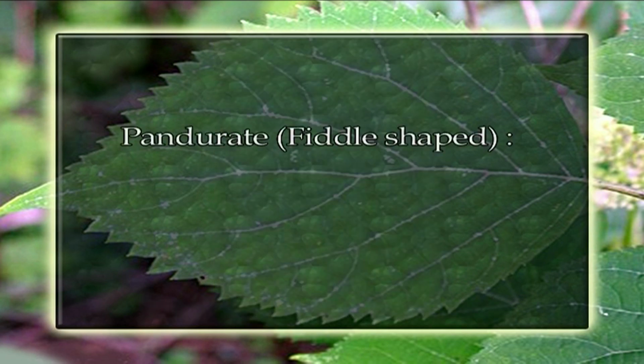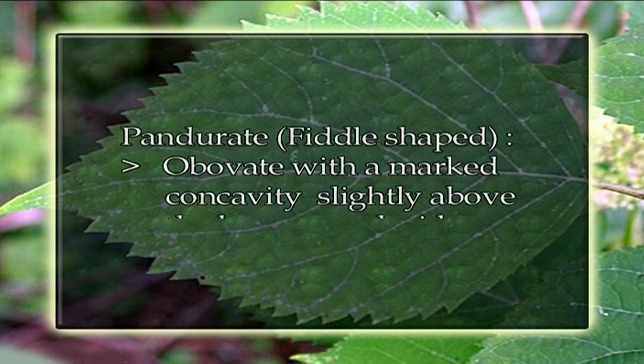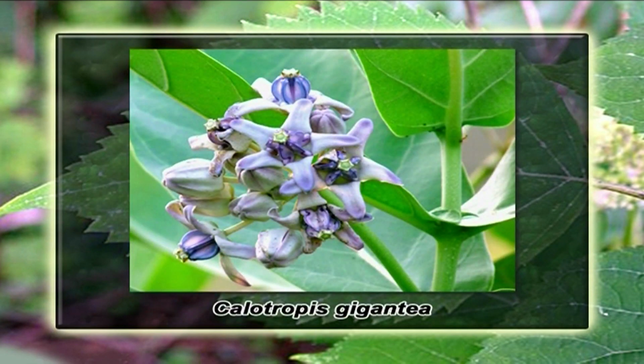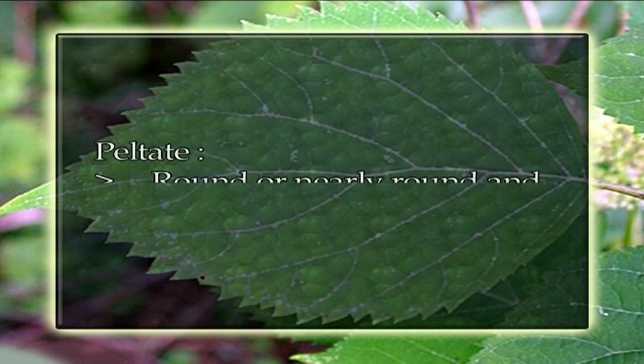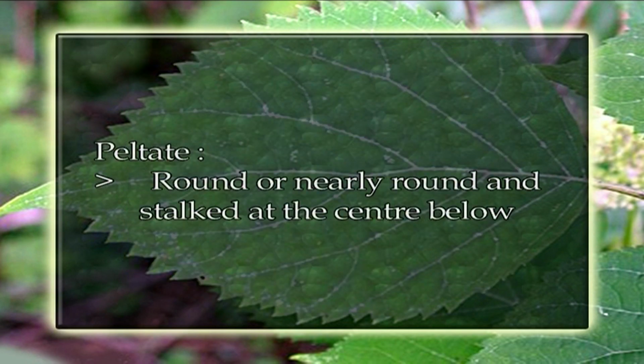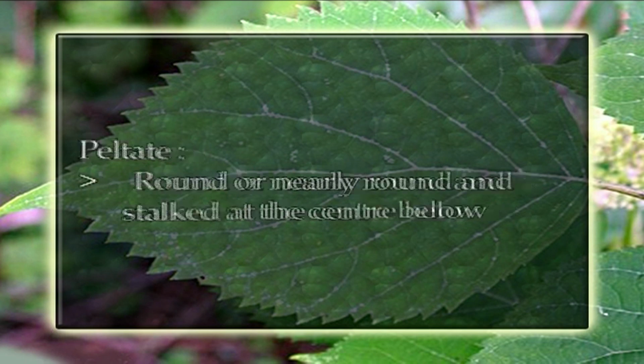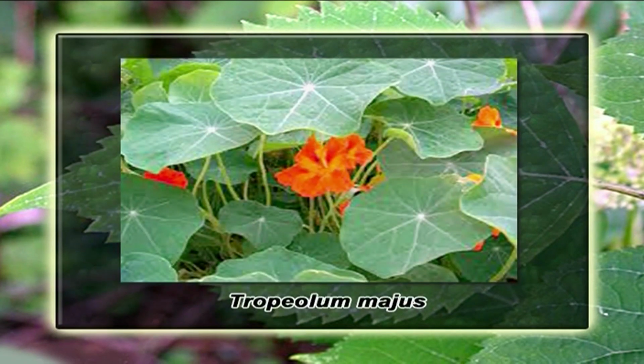Pandurate, fiddle-shaped, obovate with a marked concavity slightly above the base on each side, for example, Calotropis gigantea. Then peltate, round or nearly round and stalked at the center below, for example, Tropaeolum majus.